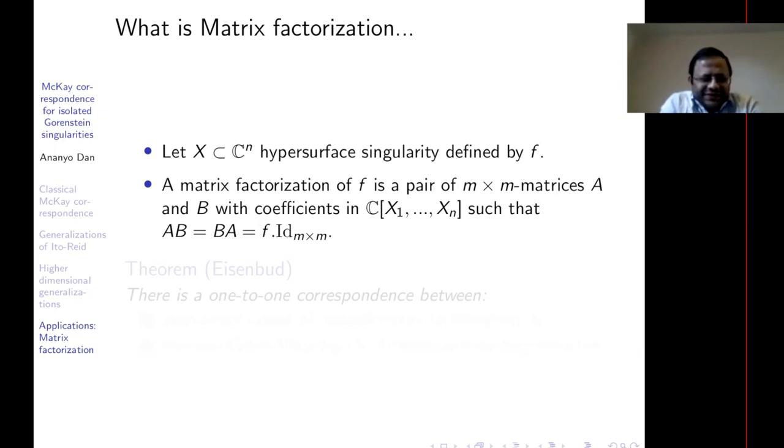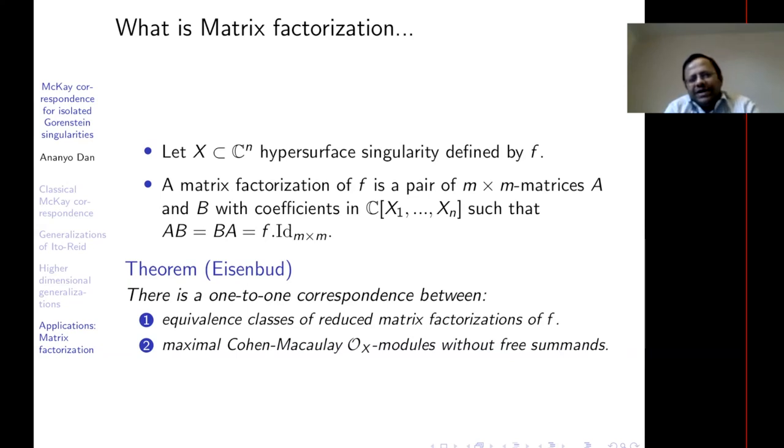So a matrix factorization of f is just a pair of m cross m matrices, A and B, with coefficients in C[x1, ..., xn], such that A times B and B times A give you f times the identity matrix. If I give you a polynomial, it is not hard to construct some random matrix factorization. What is hard is to compute all the matrix factorizations.